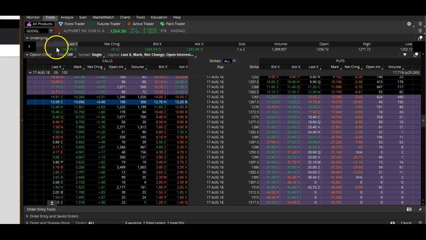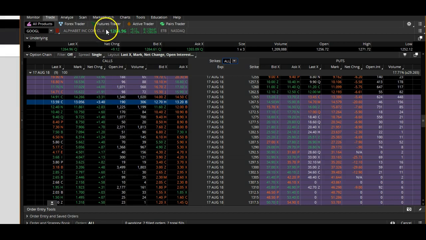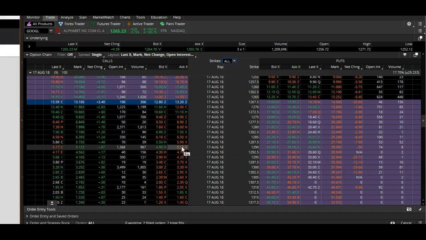Okay. So what we have here is the price right now has dropped a little bit. It's now 1,264. And we want to buy a call. So a call is saying we believe that the price of this stock is going to go up, because when the price of the stock goes up, then the price of the option itself will go up, generally.